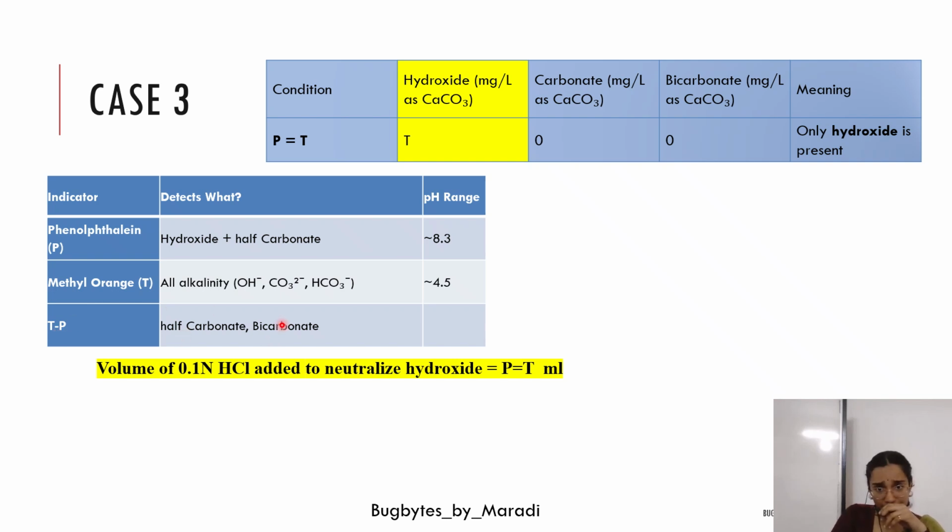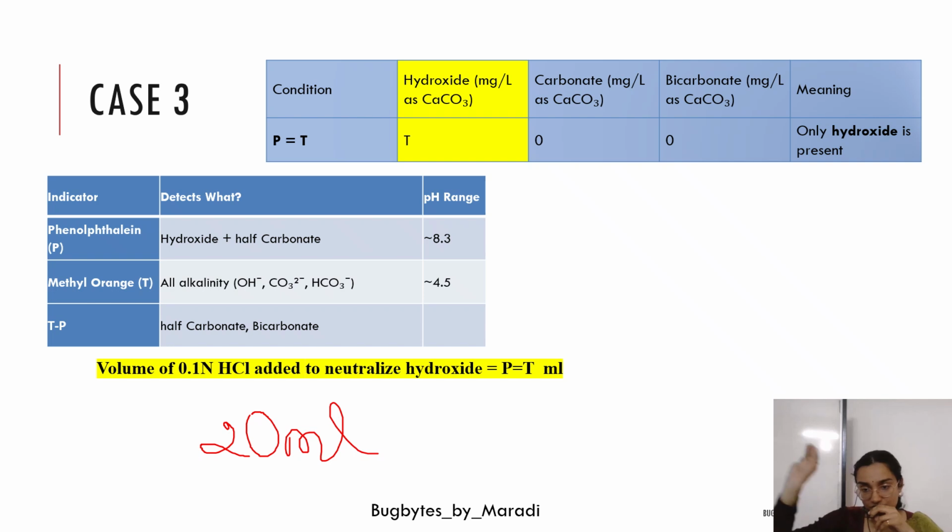Now here you should remember that P is equal to T. It indicates that you have done the titration and taken 50 ml of water sample. You have added phenolphthalein indicator and titrated against acid, that is HCl. After that, you got the result as 20 ml. Just imagine you got the colorless endpoint, so the endpoint is colorless at 20 ml, from 0 to 20. Then you have added methyl orange.